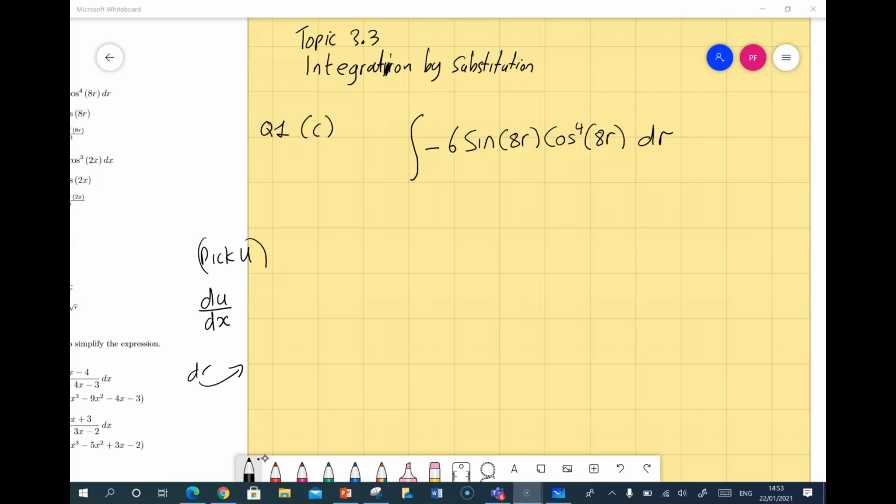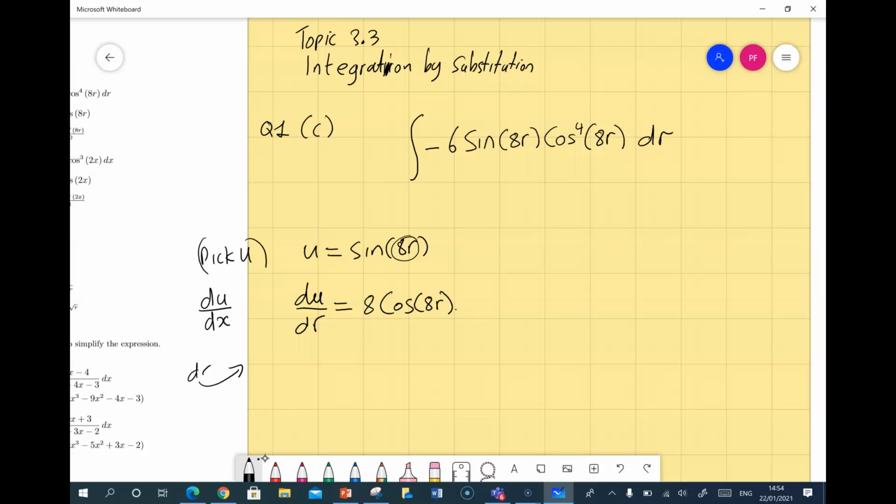Here I'm going to show you me making a mistake and spotting why it doesn't work. I'm going to intentionally pick the wrong u. As I said, you can pick any u you want, but you'll see what happens if I pick u equals sine of 8r. So that's fine. And then if I do my du dr, my derivative of sine is cosine. And of course we have to derive 8r as well, which derives to 8. So 8 cos 8r.